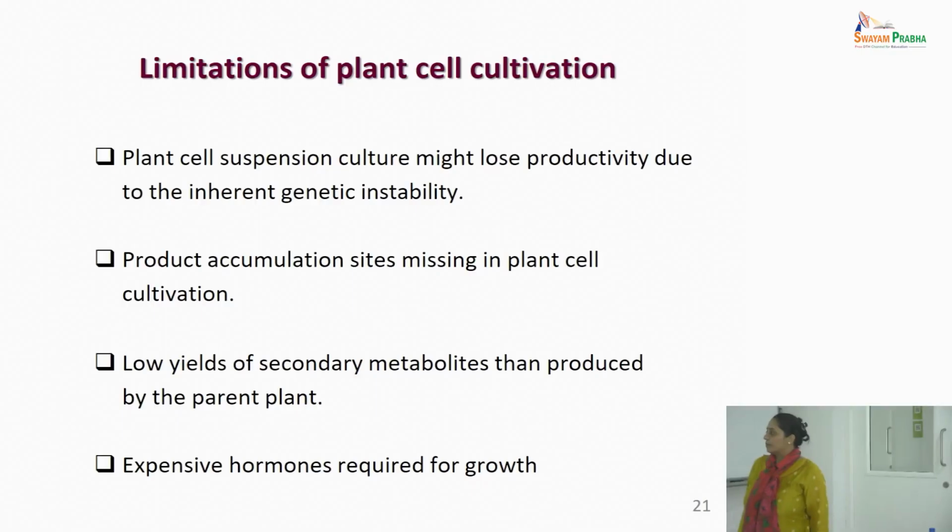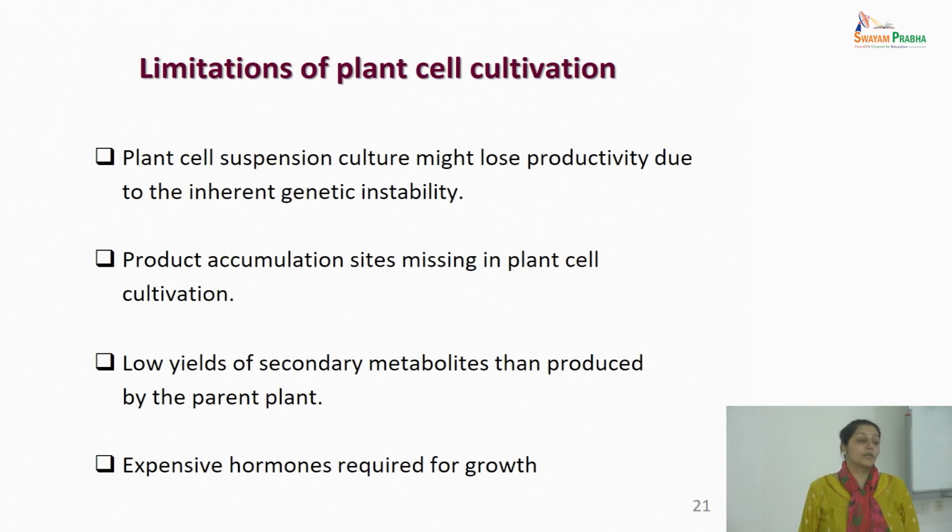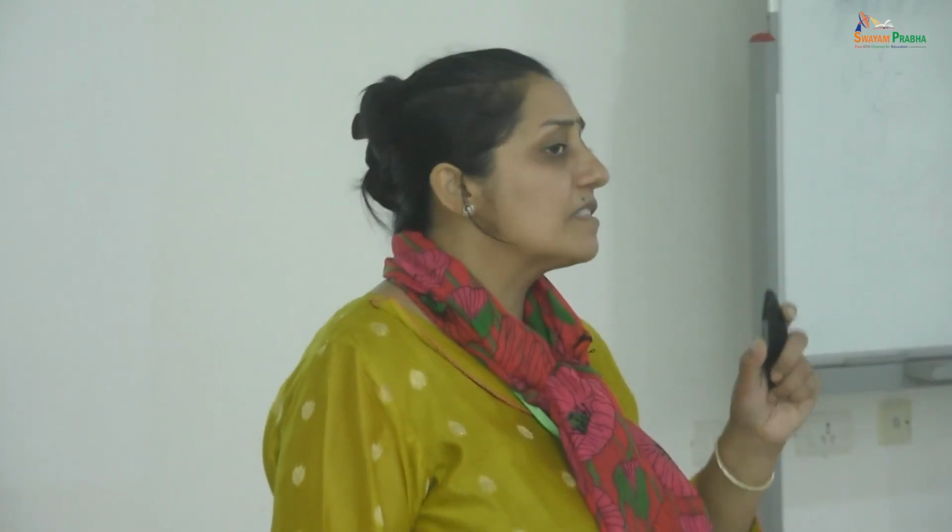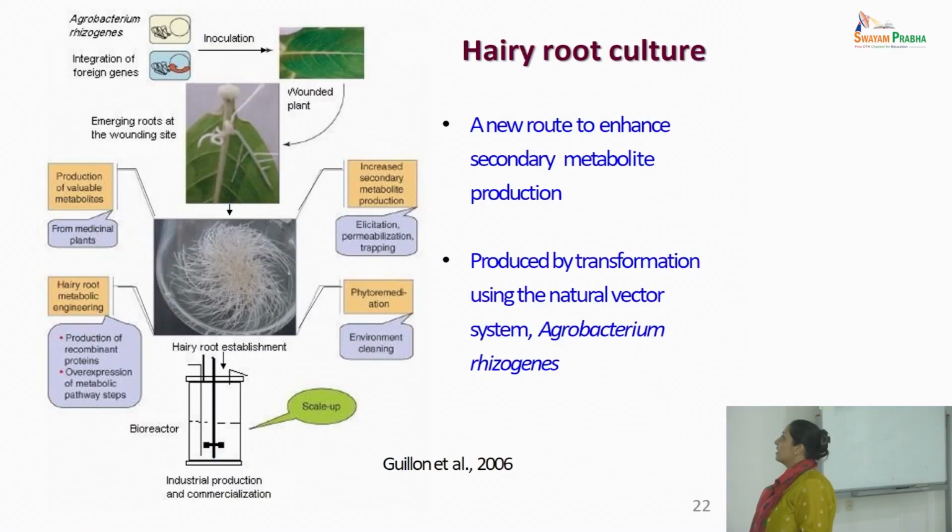Low yields of secondary metabolites, I did tell you. Expensive hormones are also required in the growth media. So if one has to work around reducing the production cost, unlike microbial fermentations or in nature, the cost of the media here is higher. Of course, with animal cell cultures it is much higher, but nonetheless, if you compare it with microbial fermentations, the cost of the media is higher because of the expensive components like growth hormones present in the media. What is the way out now? How to overcome these challenges?